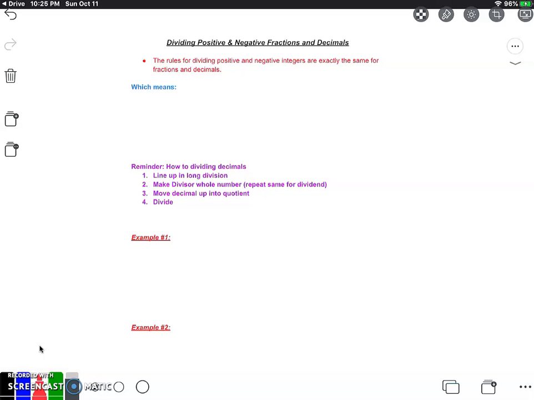So remember, when you have a positive divided by a positive, you're going to end up with a positive. Excuse my handwriting. When you have a negative divided by a negative, you're going to end up with a positive. A positive divided by a negative, you're going to end up with a negative, and a negative divided by a positive, you're going to end up with a negative. Remember, same signs, you get a positive; different signs, you get a negative.